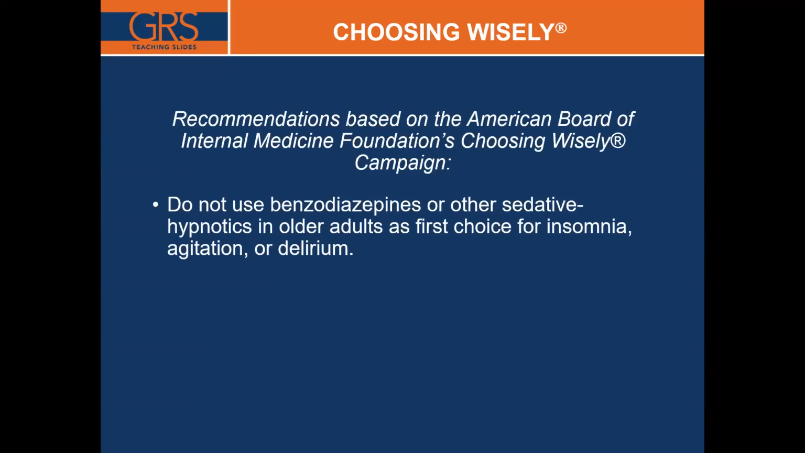Okay, choosing wisely, recommendations based on the American Board of Internal Medicine. Basically, what this is stating is don't use benzodiazepines or other sedative hypnotics in older adults as a first line for insomnia, for the reasons that we've talked about: agitation, delirium, falls, over sedation. Just in general is not a good idea. And again, there's that subset of patients that you may be limited to something like an Ambien, but we should be using the lowest effective dose for the shortest duration.